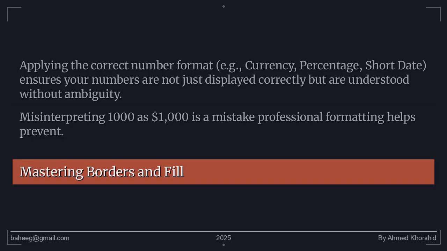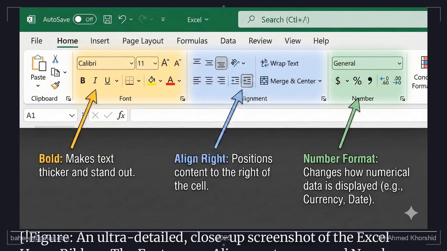Mastering borders and fill. Figure, an ultra-detailed, close-up screenshot of the Excel home ribbon. The font group, alignment group, and number group are each highlighted with a soft, glowing color. Arrows point to key icons like bold, align right, and the number format dropdown, with concise, legible annotations explaining their primary functions. The style is clean, instructional, and modern.